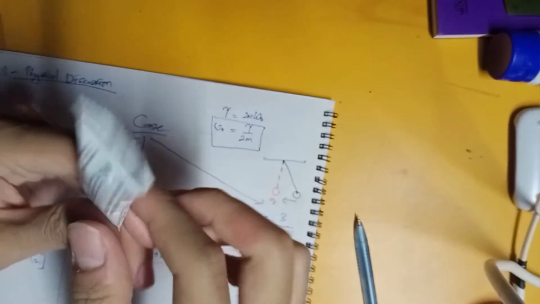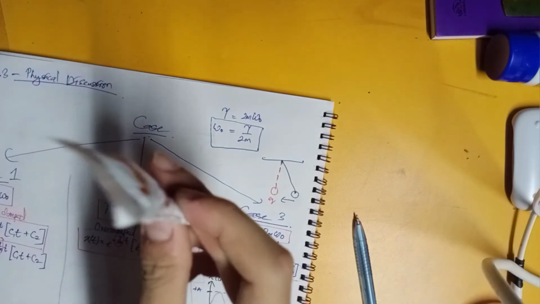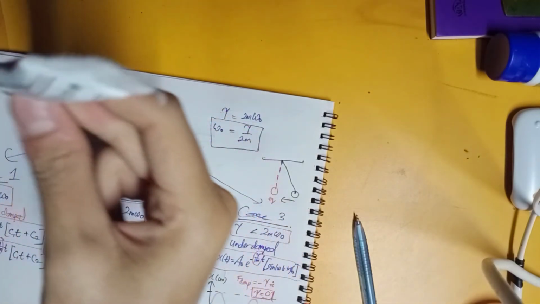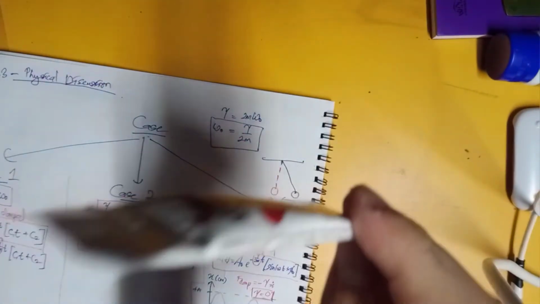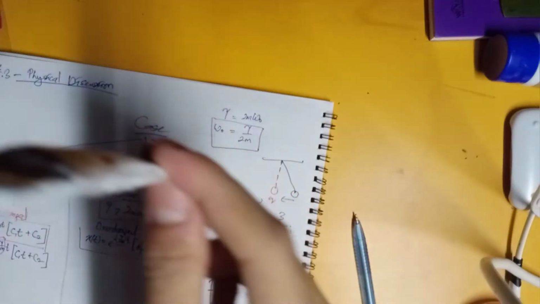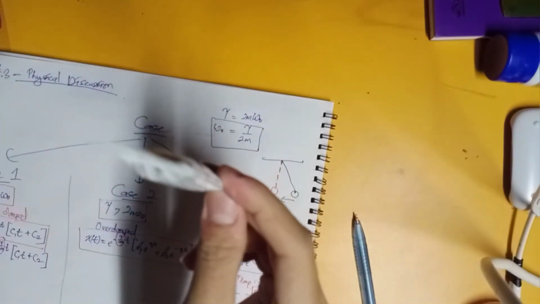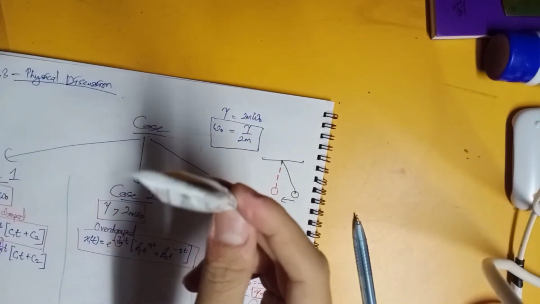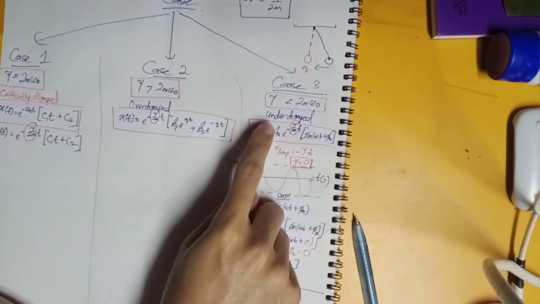Let's say that this is the pendulum here. It starts to move like here. I pull this pendulum right here, and then it starts moving, and suddenly the pendulum starts to slow down, and then it stops at the middle, in the equilibrium position. So this is what we call that the system oscillates underdamped. This is what we call the underdamped case.